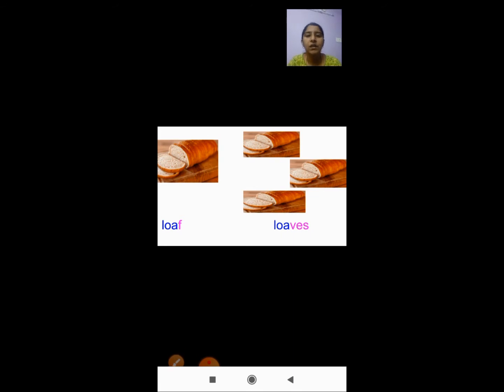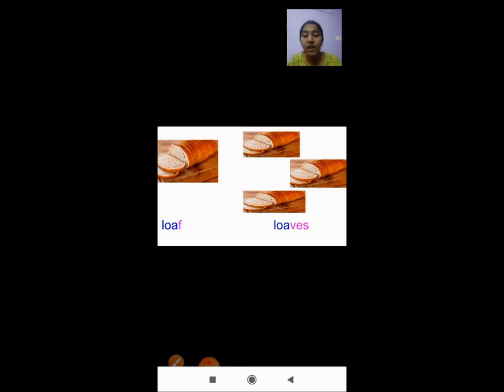Now there is another concept. We saw one and many. So first, if you have one, we will say a cat, a dog. When you have more, we will say cats, dogs, cars. We will add an S.